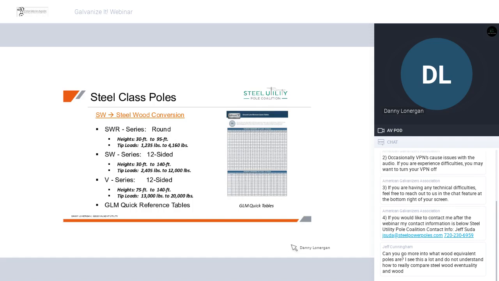These next two slides basically represent families of poles. The first group of catalog poles, if you will, represent 30 to 95 feet with tip loads as I've discussed. And to put that into perspective, that 1235 is a class 5. The 4160 is an H2.